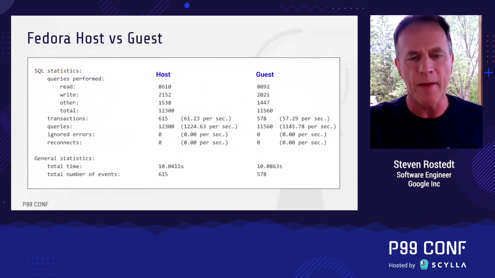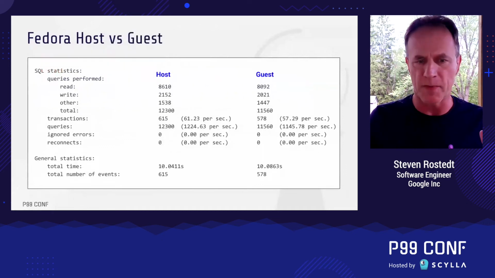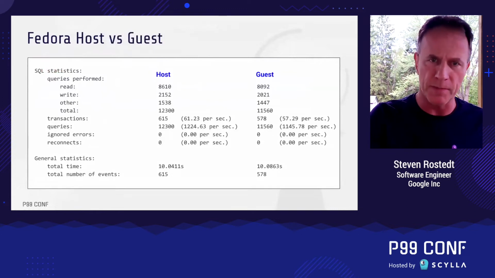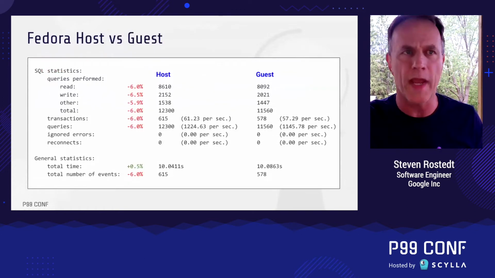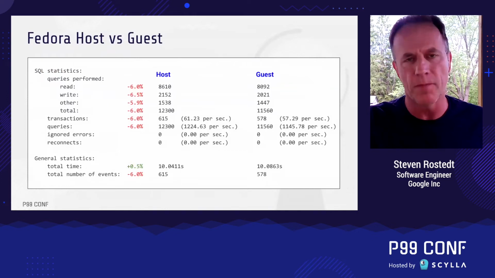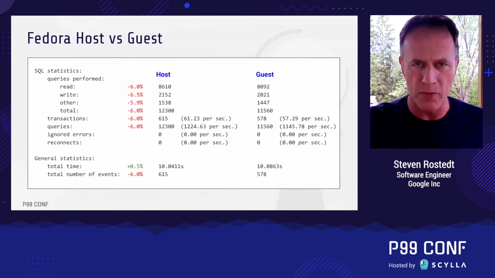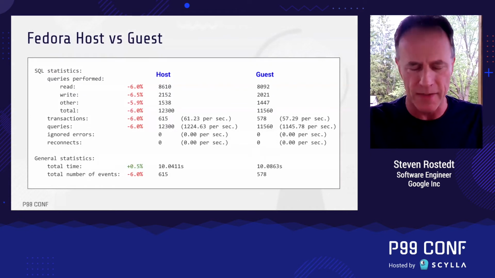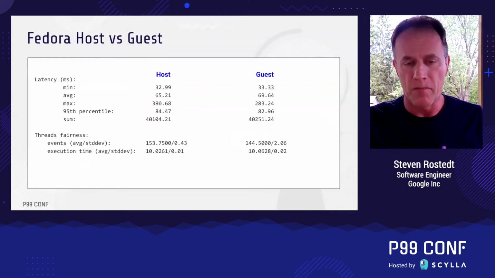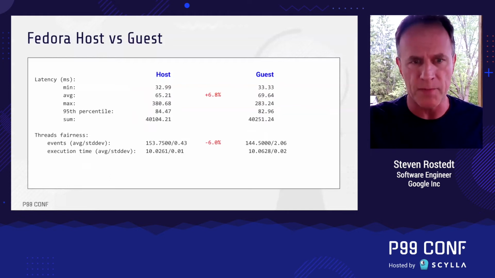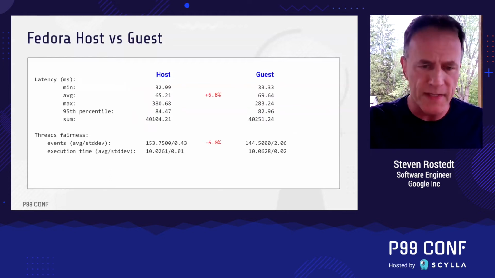And at the end, I was able to take a look at the differences between the results that sysbench gives you between the host and the guest. And I noticed that the guest ran 6% slower than the host. So the overhead of the virtual machine for sysbench on this machine, in this case, was 6%, which is actually not that bad. The latency part was about 6% slower, which again isn't that bad.